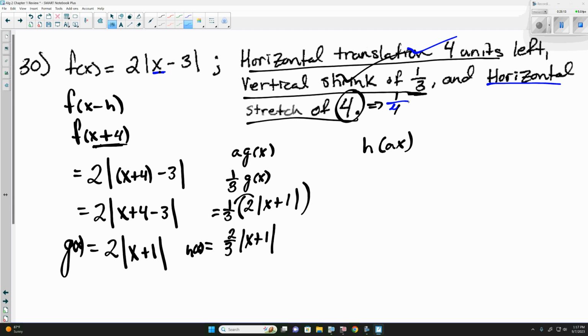Because with horizontal stretch and shrink, we've got to flip the value. Horizontal stretch or shrink is the only one we do this with. Because again, it's following that opposite of what we think. If it's a horizontal stretch, the value looks like a shrink. And if it's a horizontal shrink, well, the value we plug in is going to look like a stretch.